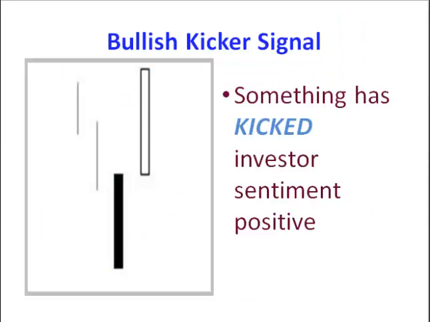The kicker signal is very easy to recognize. The bullish kicker is when you're in a downtrend, the last day opens here and closes down here. The next day they gap it up to at least this area, the previous day's open or higher, and immediately start going in the opposite direction. Whatever created this reversal basically has kicked the investor sentiment in the opposite direction.